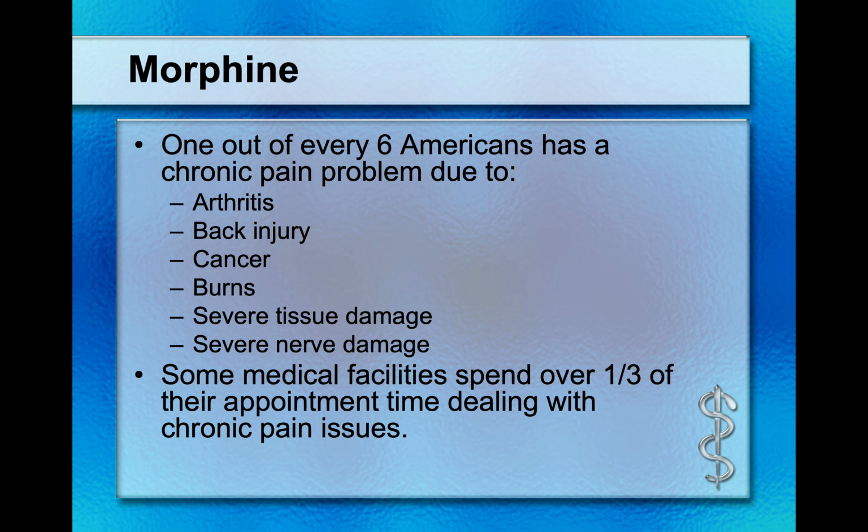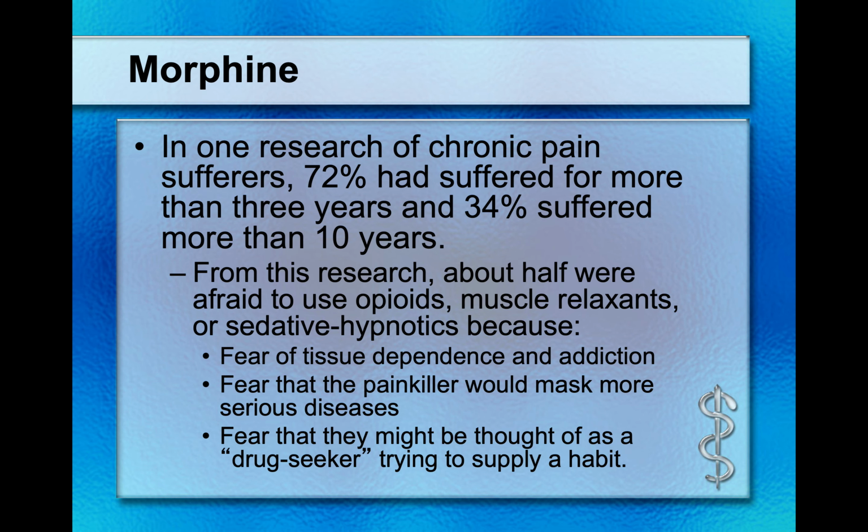1 out of every 6 Americans has a chronic pain problem due to arthritis, back injury, cancer, burns, severe tissue damage, or severe nerve damage. Some medical facilities spend over 1/3 of their appointment time dealing with chronic pain users. In one research of chronic pain sufferers, 72% had suffered for more than 3 years and 34% suffered more than 10 years. From this research, about half were afraid to use opioids, muscle relaxants, or sedative hypnotics because of the fear of tissue dependence and addiction, the fear that the painkiller would mask more serious diseases, and the fear that they might be thought of as a drug seeker trying to supply a habit.